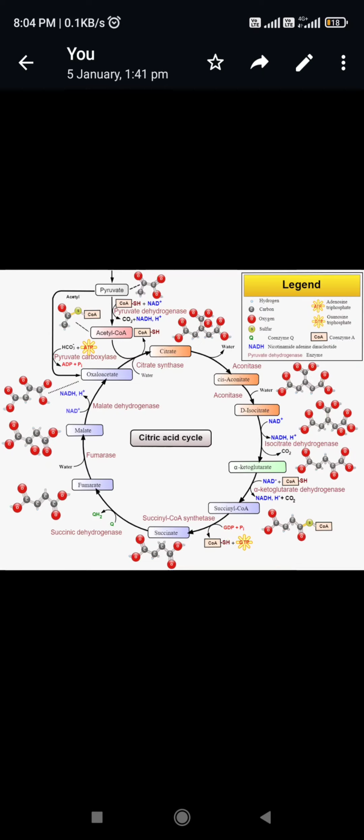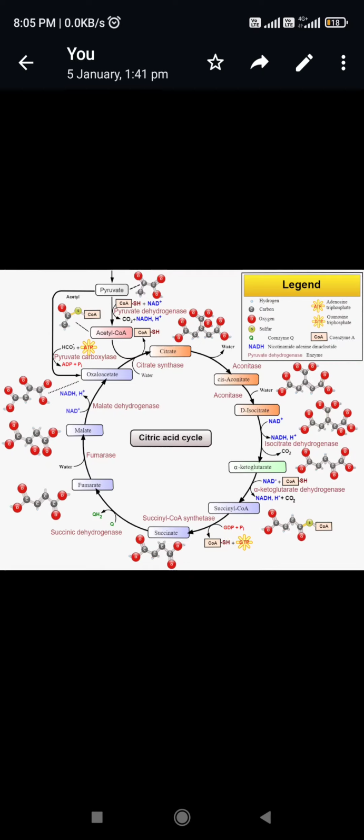The pyruvic acid is converted to acetyl-CoA in the presence of the enzyme pyruvate dehydrogenase. This is the initial step, and it enters into the Krebs cycle. The first step is the condensation or formation of citrate. Acetyl-CoA is converted to citrate in the presence of the enzyme citrate synthase.